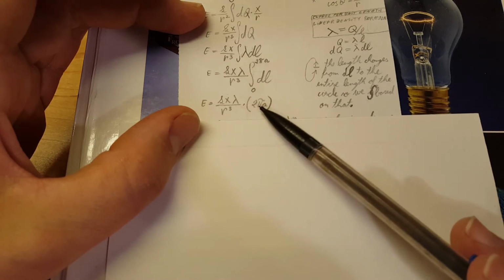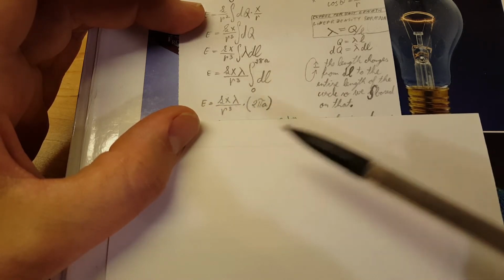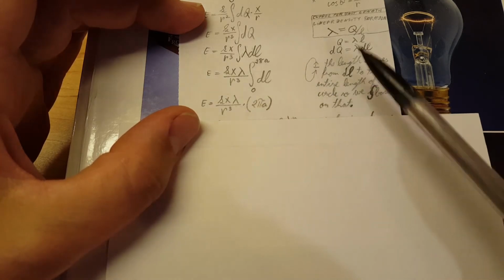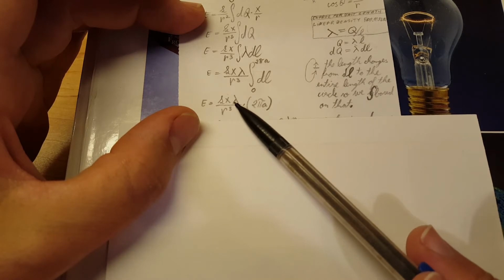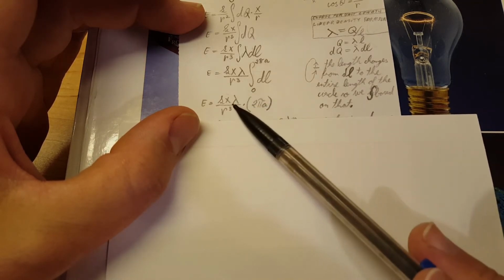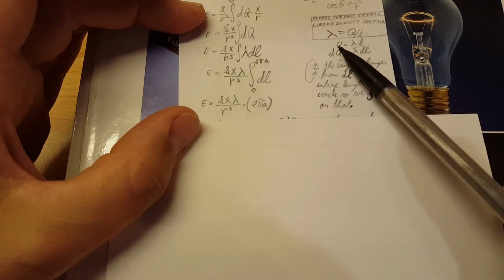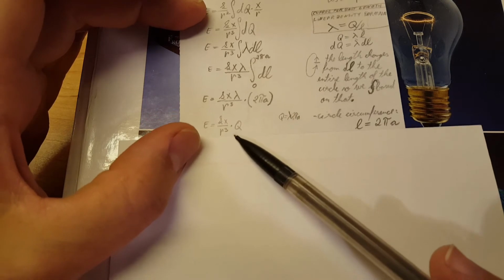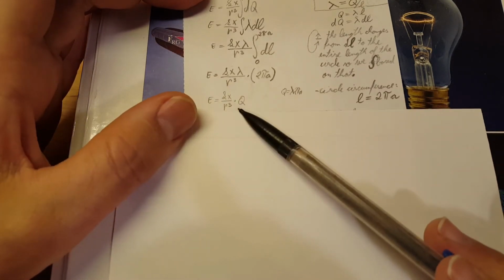Now, this is a lot of things over here. Let's turn it into something prettier. So, if we go back here, we can see that lambda times 2 pi a, which is our length, right? So, lambda times the length is our q. So, we're gonna replace it. And here you go, much simpler way.